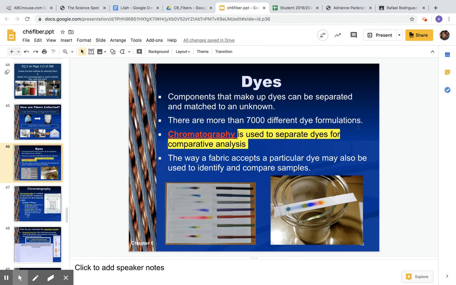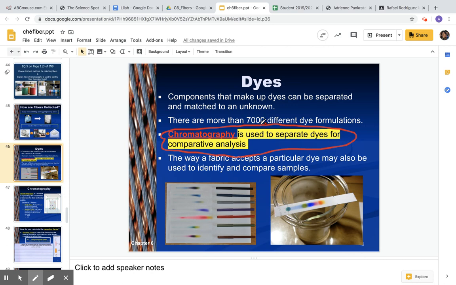The process for separating those dyes into their component colors is known as chromatography. So I do want you guys to pay attention. Chromatography will definitely be on our test. So we definitely want to make sure that we know what chromatography means as you are taking your notes. Make sure you guys are highlighting that.